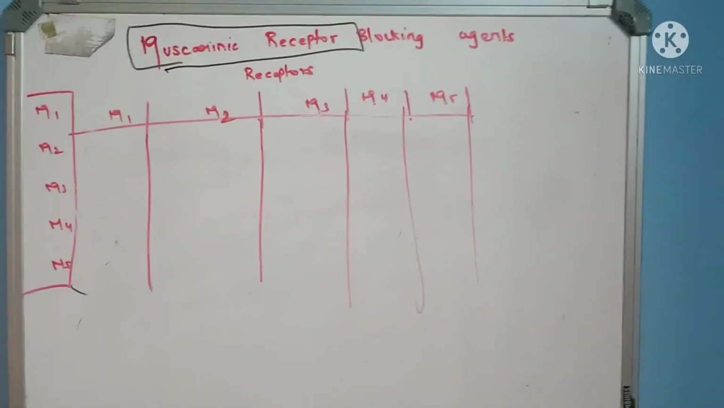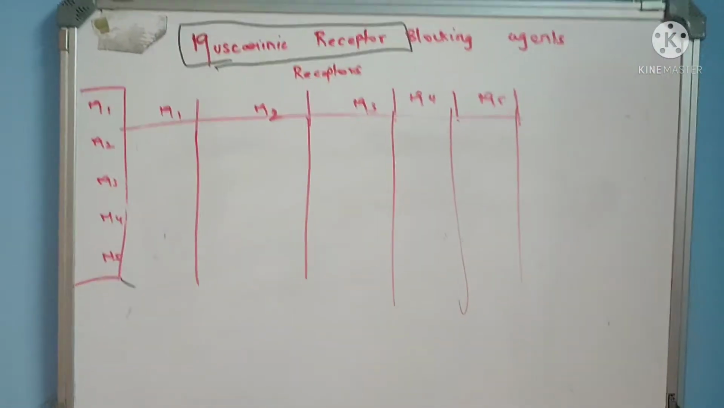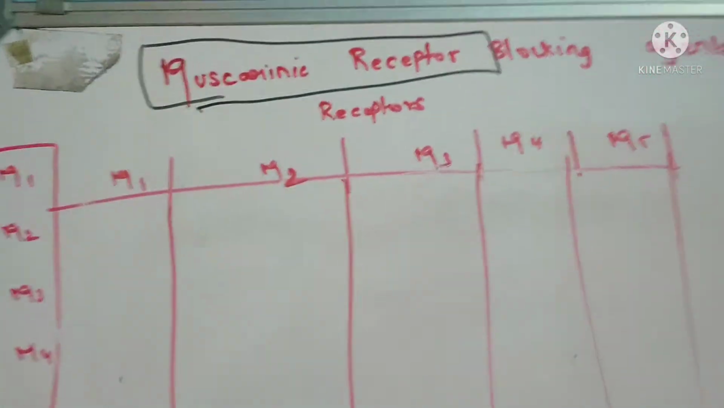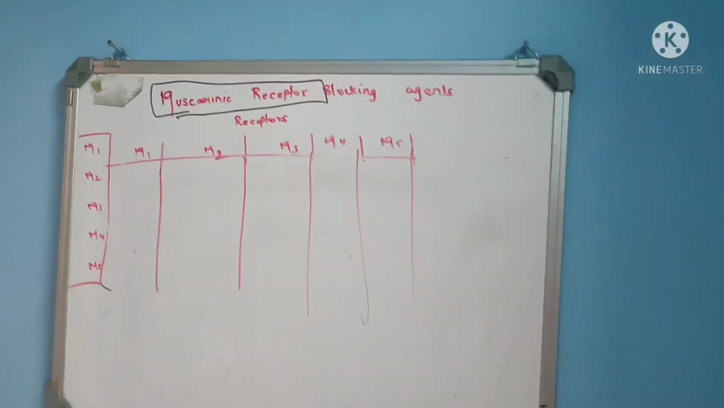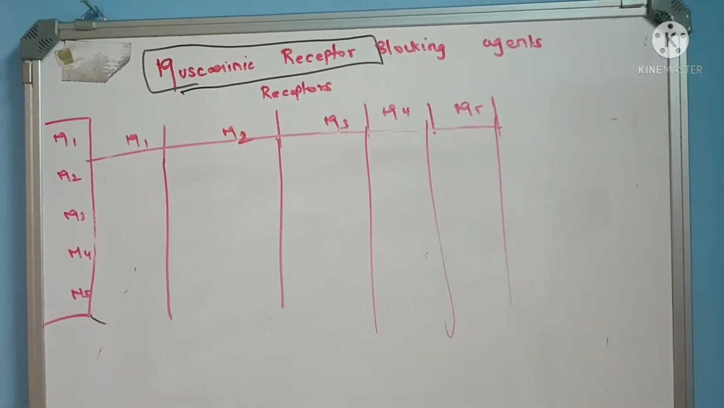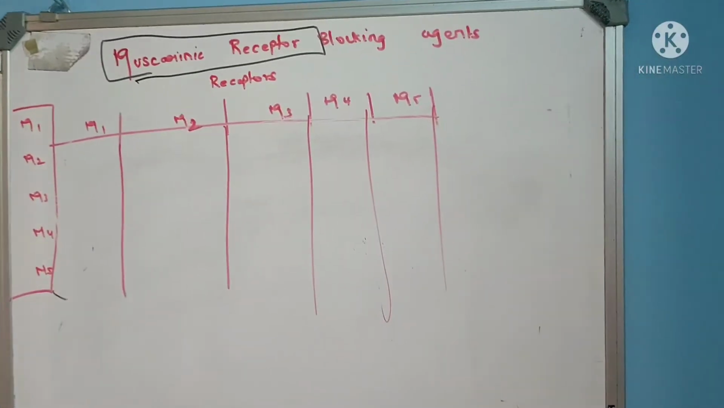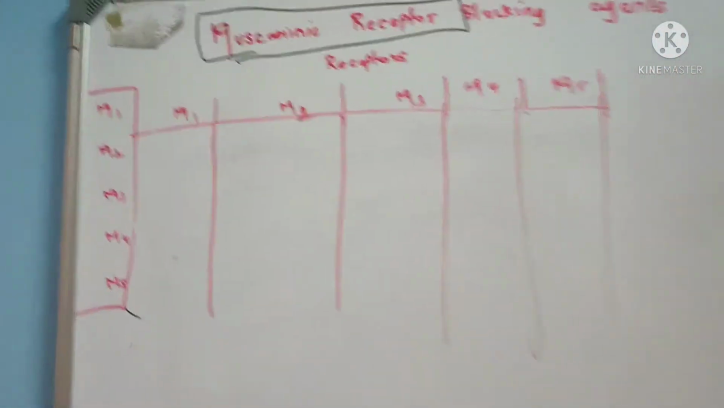Today we are going to see about muscarinic receptor blocking agents. Before moving on to the topic, we must know what muscarinic receptors are, and their location and function. Then only will we know the exact mechanism of muscarinic receptors and how these muscarinic receptor blocking agents act. So let us move on to the topic.